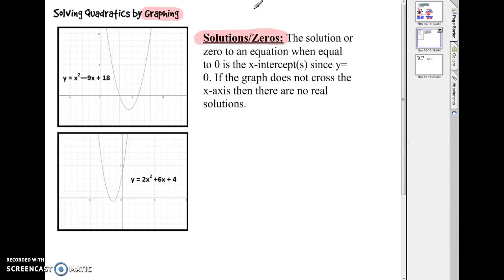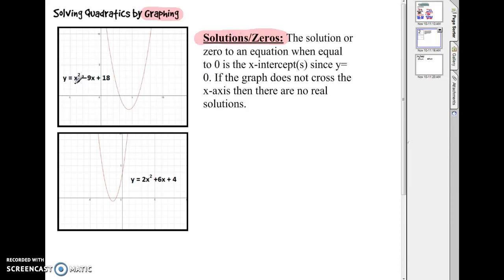Alright, so the definition here says solutions are zeros. The solution or a zero to an equation when equal to 0 is the x-intercept or intercepts since y equals 0. If the graph does not cross the x-axis, then there are no real solutions. So pretty much we're looking for the x-intercepts. Wherever it crosses the x-axis is our solution because only then is it equal to 0.